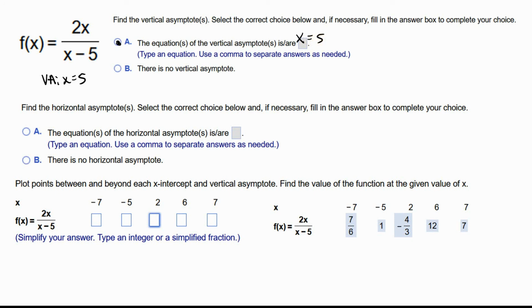Find the horizontal asymptote. Look at the degree of the numerator and the degree of the denominator. They're the same. So n is equal to 1, that's equal to m. That implies the horizontal asymptote is the line, sorry, I didn't write that, y equal to the ratio of the leading coefficients, 2 divided by 1, which is 2. So that's y equal to 2. So you've got to put in y equal to 2.